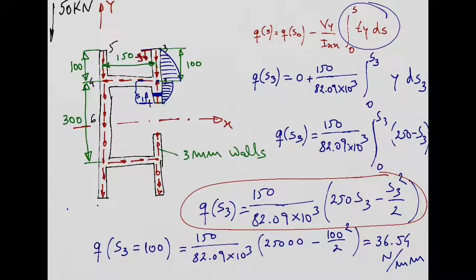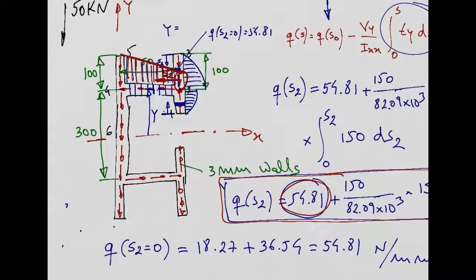For the distribution of shear flow from point 3 to point 2, I replace S3 by 100 as well. So then I can obtain the shear flow arriving from point 3 to point 2. And that gave me 36.54. So if I add up these two, I get the shear flow at junction 2, 54.81, which is our initial shear flow at point 2, right?